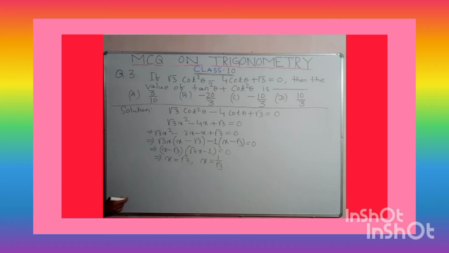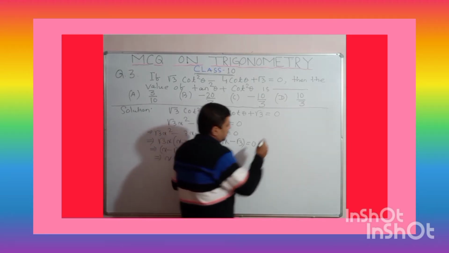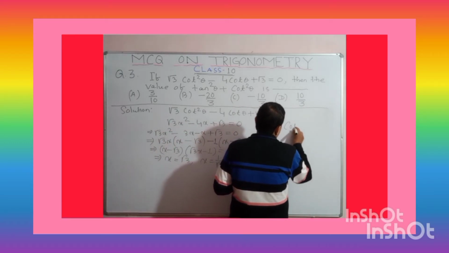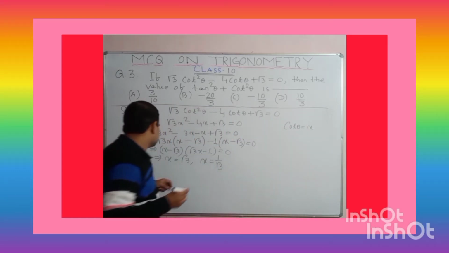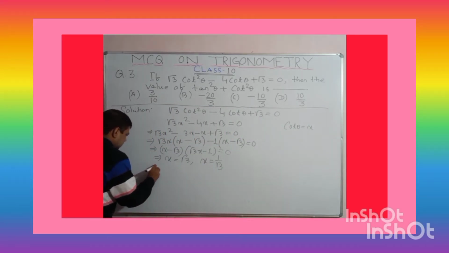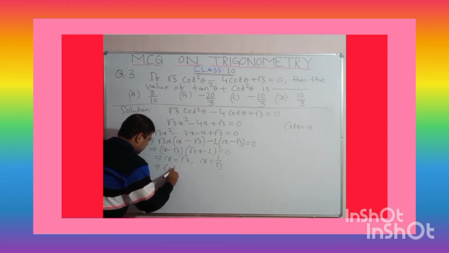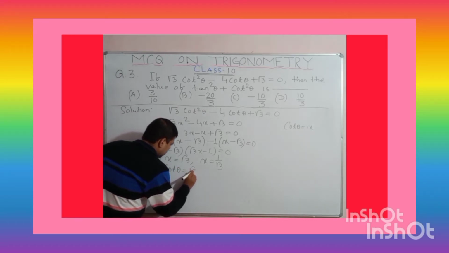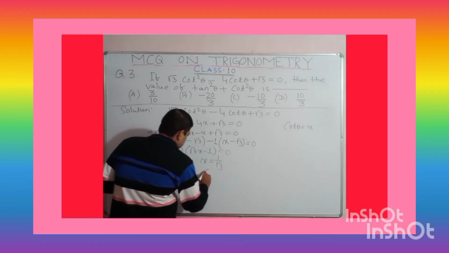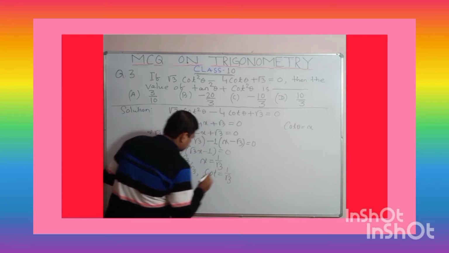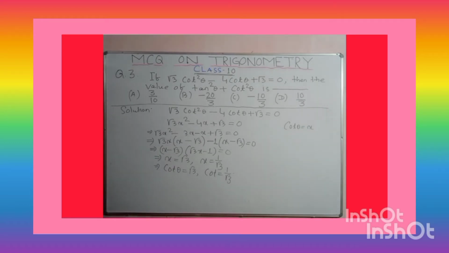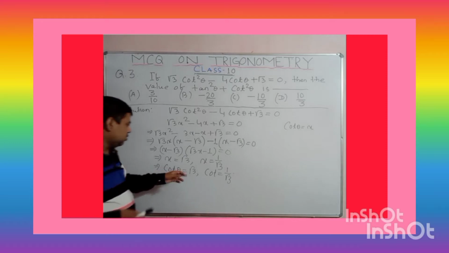Understand? Okay? So here we have taken x, which means what? Here we have taken cot theta. In place of cot theta you have taken x. So here x means cot theta. So one of the values of cot theta is equal to root 3. Another value of cot theta is 1 upon root 3. Right? Understand? Okay. Let's see.